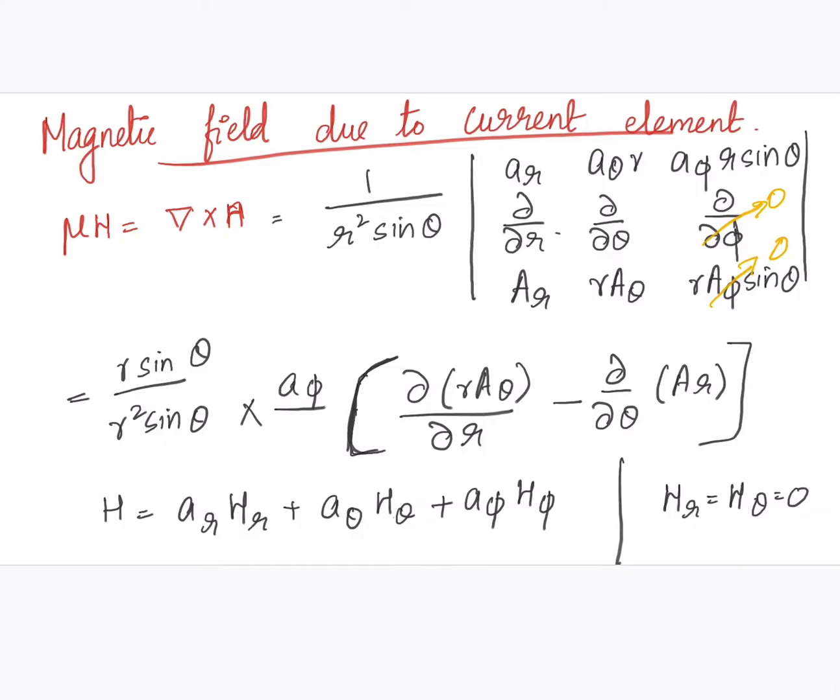So that will be equal to r sin theta into a phi. So ∂/∂r (r Aθ) minus ∂/∂θ (Ar). So that will be equal to, again here, the polar coordinate magnetic field directly in terms of r, theta, phi can be written like this, and here the magnetic field in the r and theta direction is equal to 0.